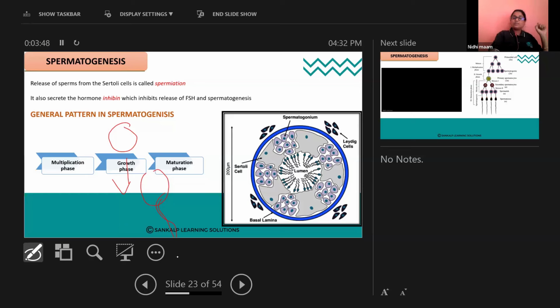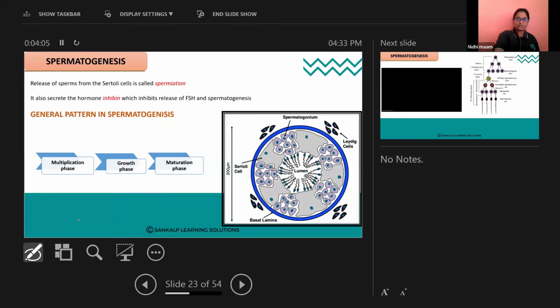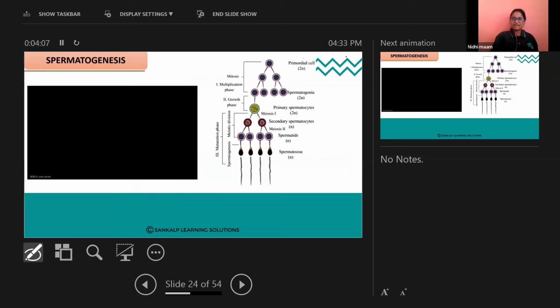So we call it spermiogenesis. Now when the sperms are attached to the Sertoli cell, the release of sperm from the Sertoli cells is called what? Spermiation. Very good. All of you answered it. It is called spermiation. Guys, I hope you all noted down the flow chart. It is important.